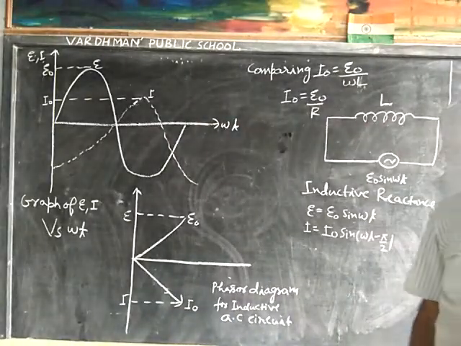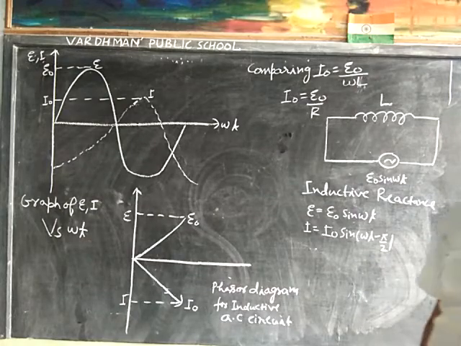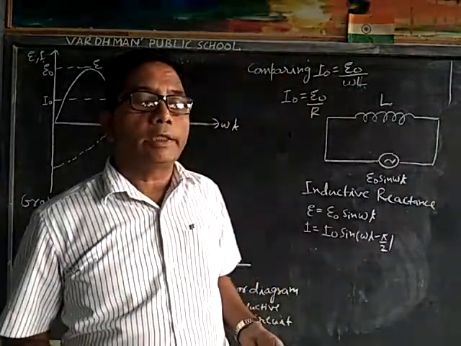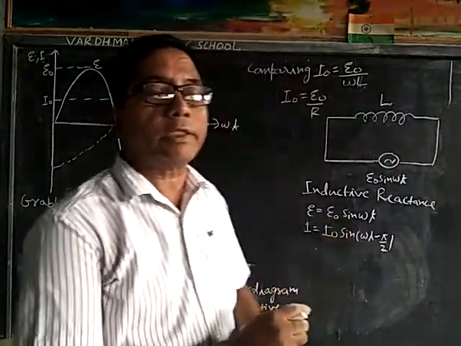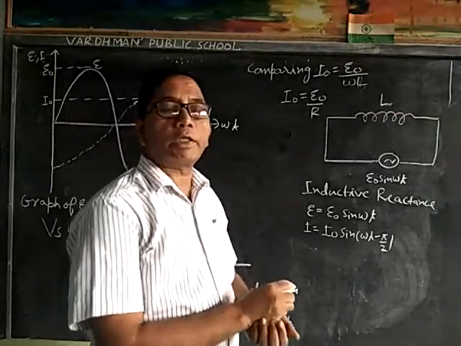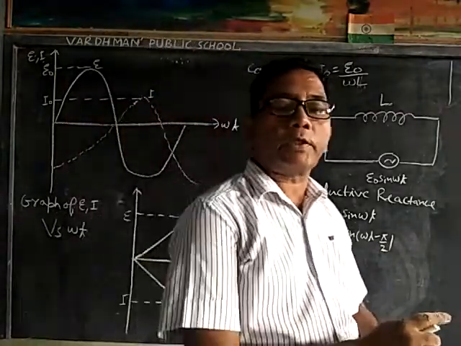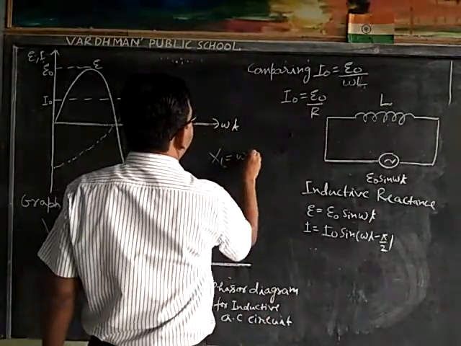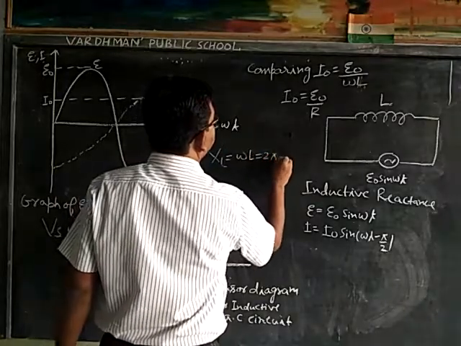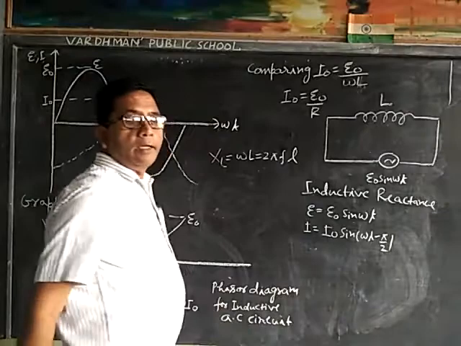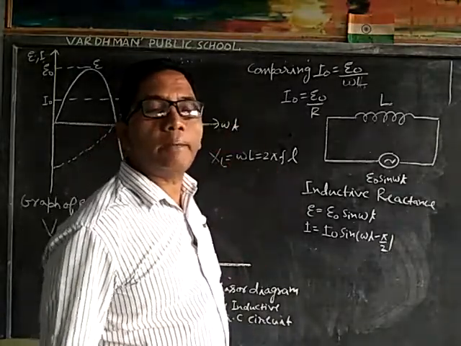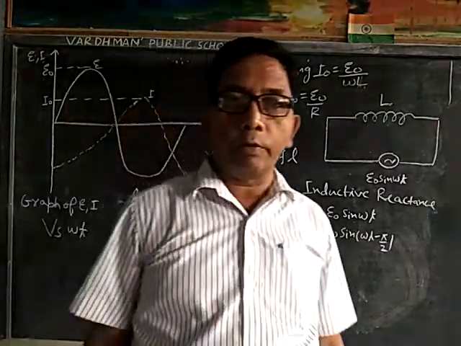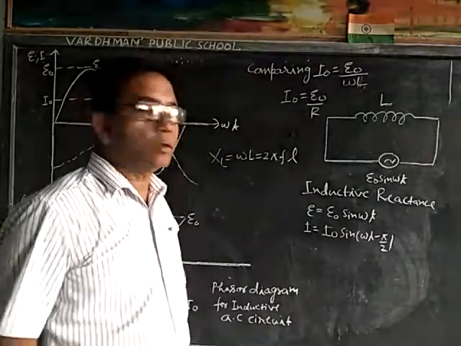Now, what is inductive reactance? Inductive reactance is the measure of effective resistance, or we can say the opposition offered by the inductor to the flow of AC through it. We know XL is equal to omega L is equal to 2 pi FL. Now, what is the unit of inductive reactance? The unit of inductive reactance is ohm.